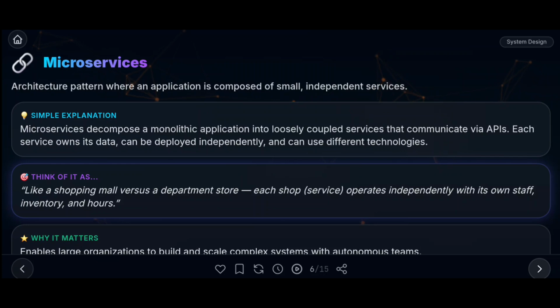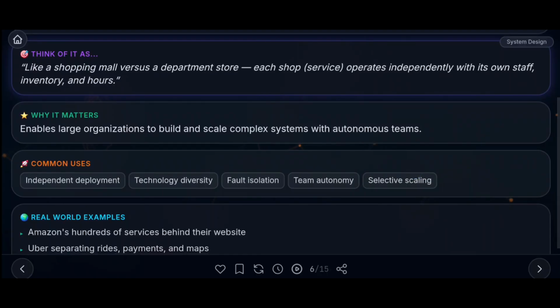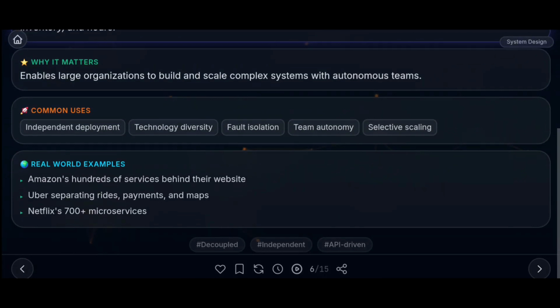Think of it as like a shopping mall versus a departmental store. Each shop, that is a service, operates independently with its own stuff, inventory, and hours. Why it matters? It enables large organizations to build and scale complex systems with autonomous teams. Some common uses are independent deployment, technology diversity, fault isolation, team autonomy, and selective scaling.